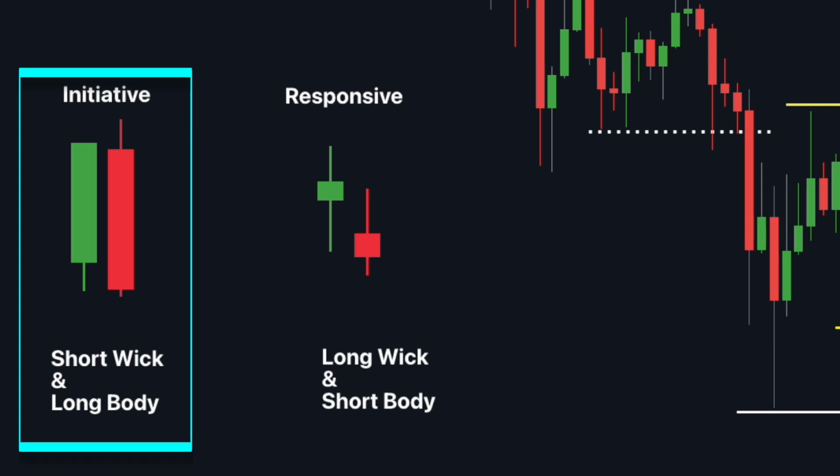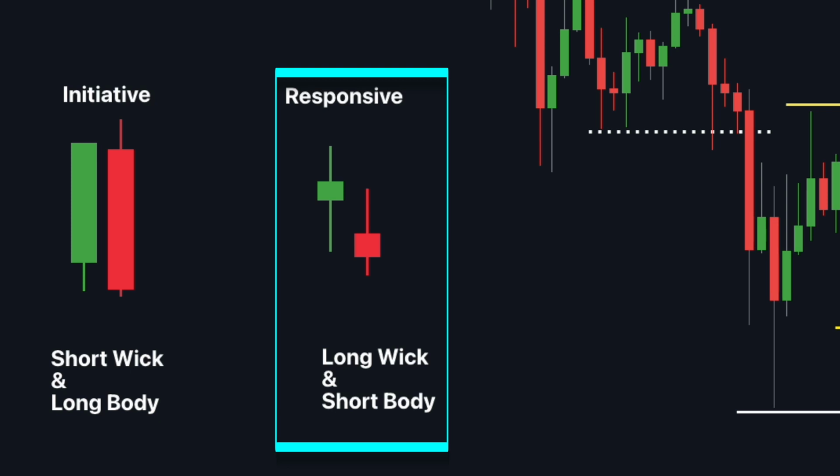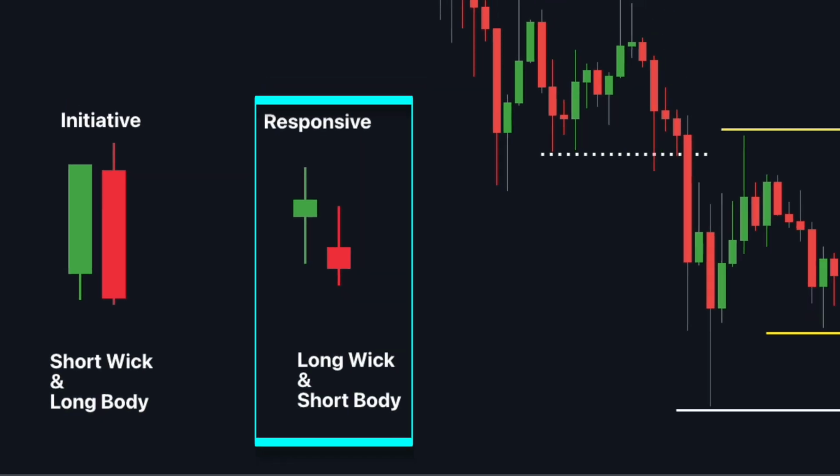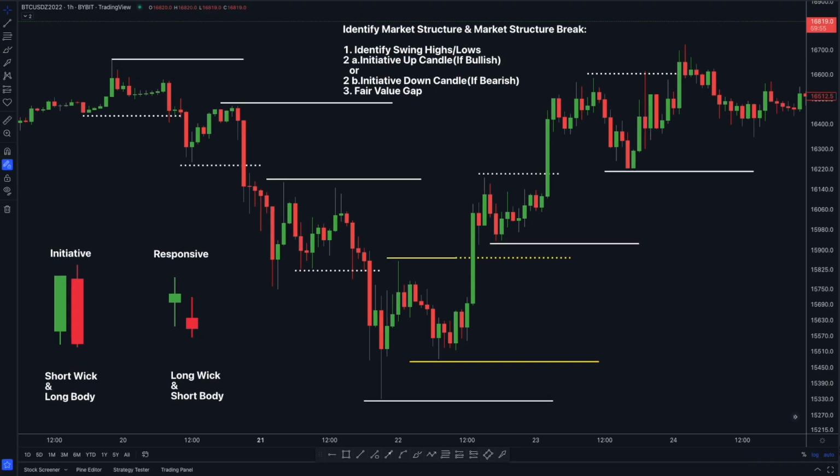So an initiative candlestick is a candlestick with a short wick and a long body, and a responsive candlestick is a candlestick with a long wick and short body. Going to step number 2, the criteria for a confirmed market structure break is an initiative up candle if bullish and an initiative down candle if bearish.